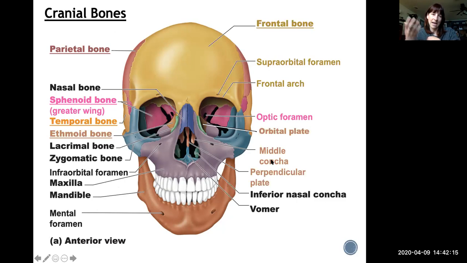So also the associated markings with any of these bones that we're about to talk about are going to be the same color as the bone, right? So these bone markings, this bone marking as well, are part of the ethmoid bone, okay? And then these markings are part of the frontal bone.